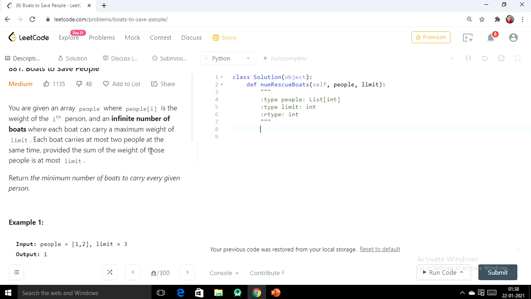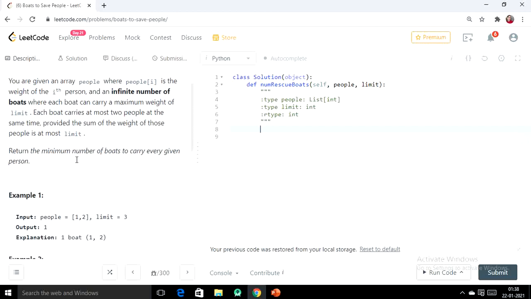It is given that the sum of the weight of the people, suppose you consider 2 elements of the array, because at most it can take 2 only. So the sum of these 2 elements should be equal to or less than the limit. So we have to take care of this. Now we have to determine the minimum number of boats that are needed to carry every given person, right?